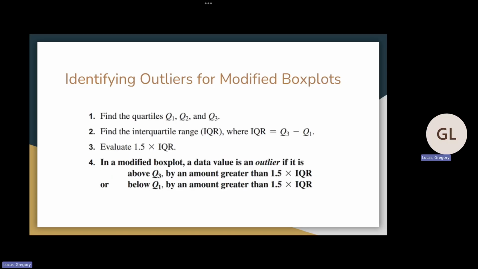In a modified box plot, a data value is an outlier if it is above Q3 by more than 1.5 times the IQR, or below Q1 by an amount greater than 1.5 times the IQR. So that's another way of looking to see if something's one of those extreme values or an outlier.